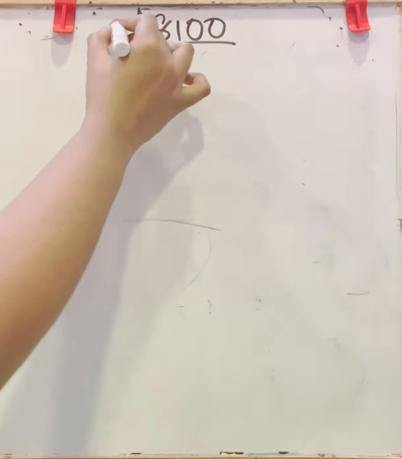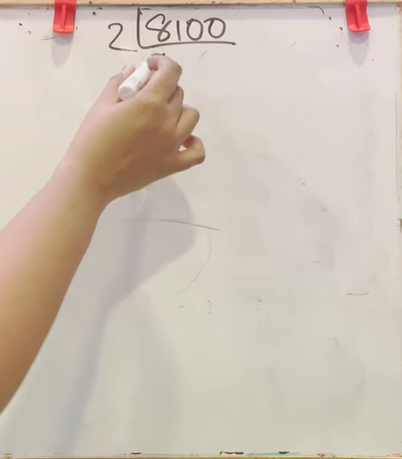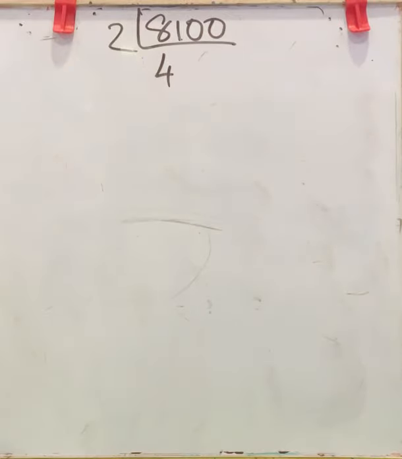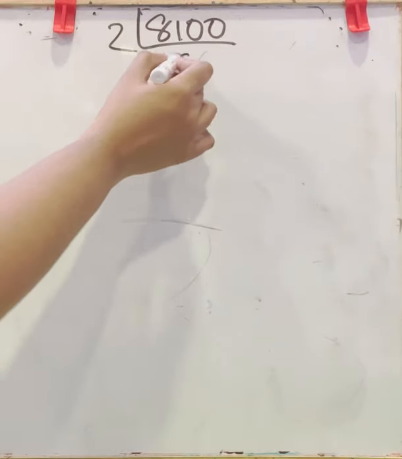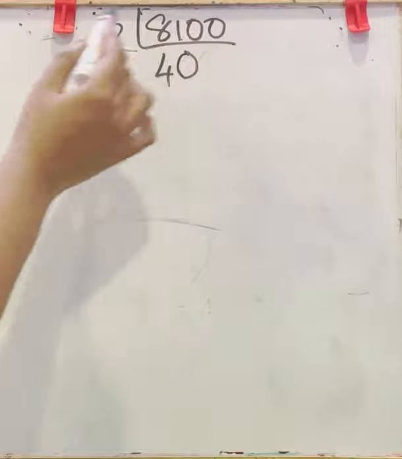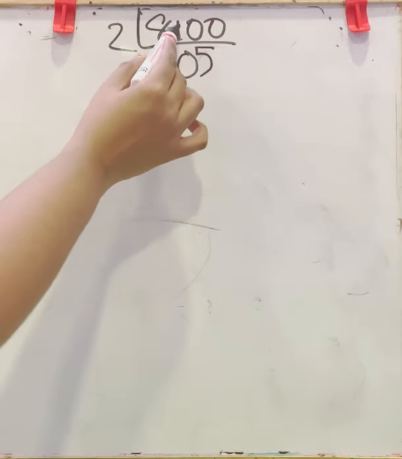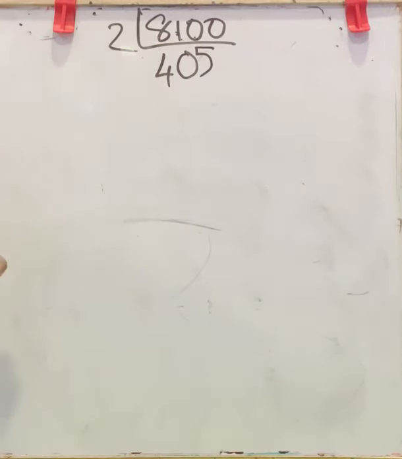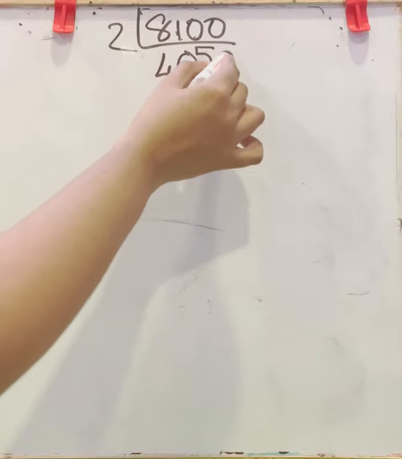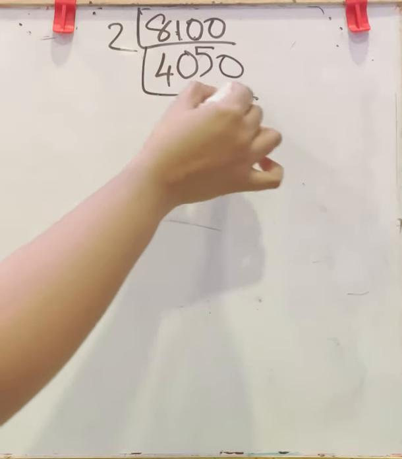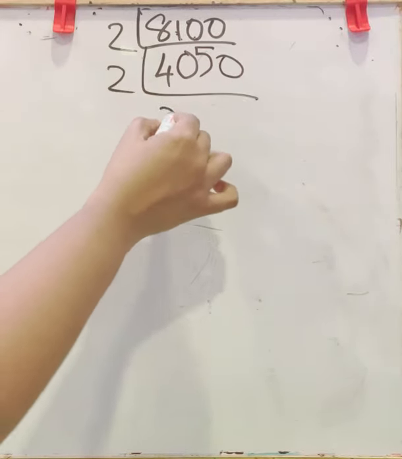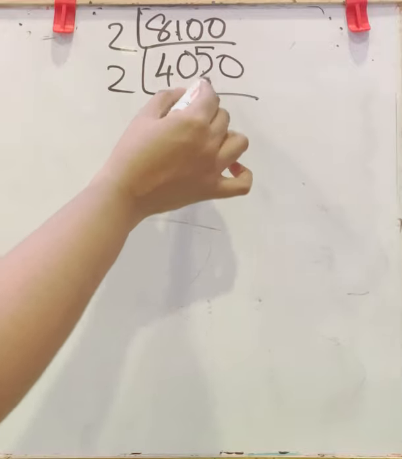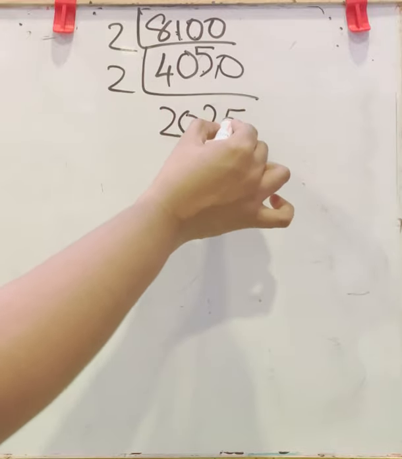8100. In that 2, 4 2s are 8. Now in 1 you can't divide it with 2, so put a 0 and take 10 together. 5 2s are 10, because this is 10. Next, carry down this 0. Next 2 again. 2 2s are 4, carry down the 0. In 5, 2 2s are 4, balance 1, 5 2s are 10.